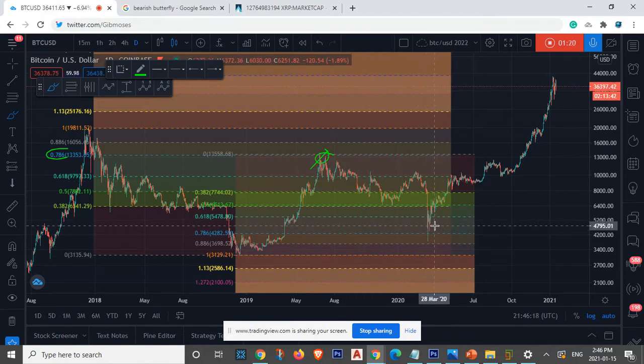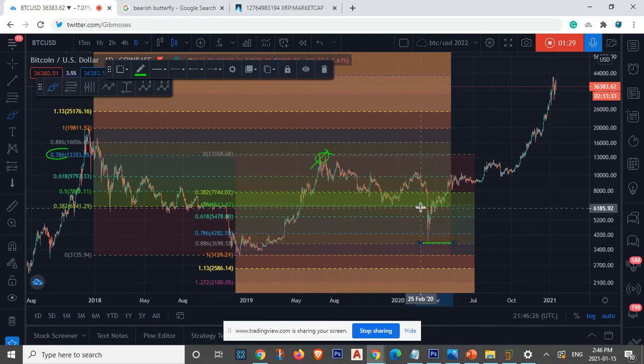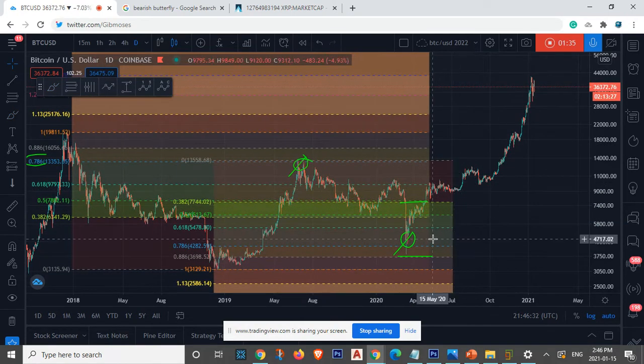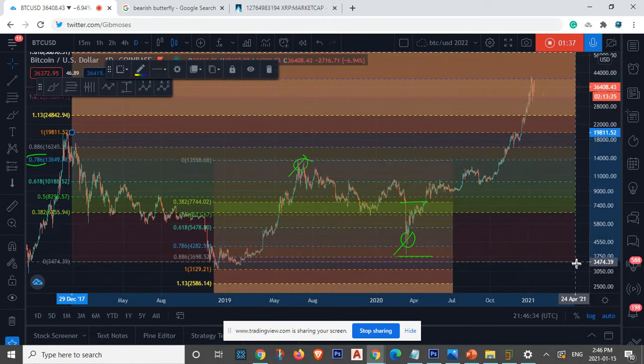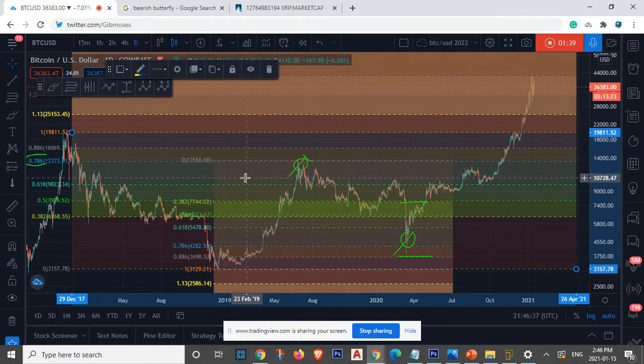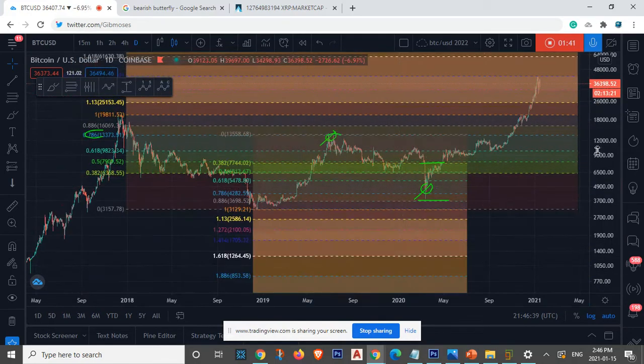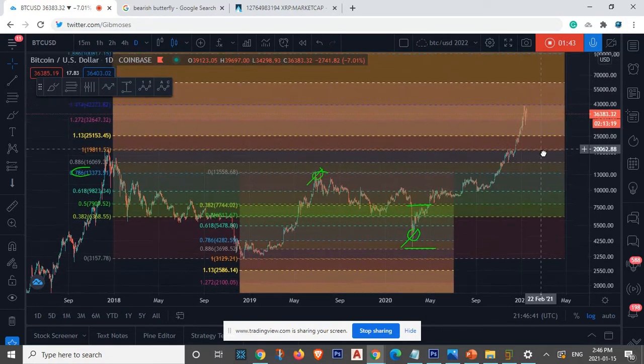So B to C has to be a 0.382 to an 886, so it meets the requirement. It has to be within 382. It meets the requirement. Beautiful. Let's pull this out, extend it down to here. So this is our main point.